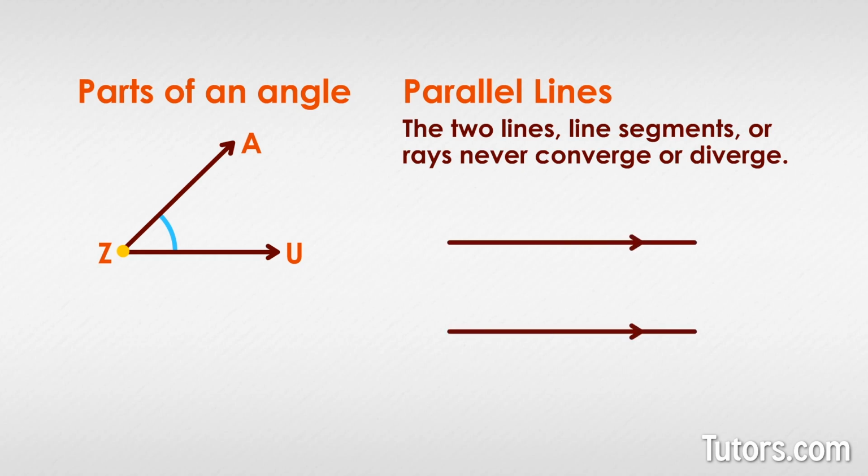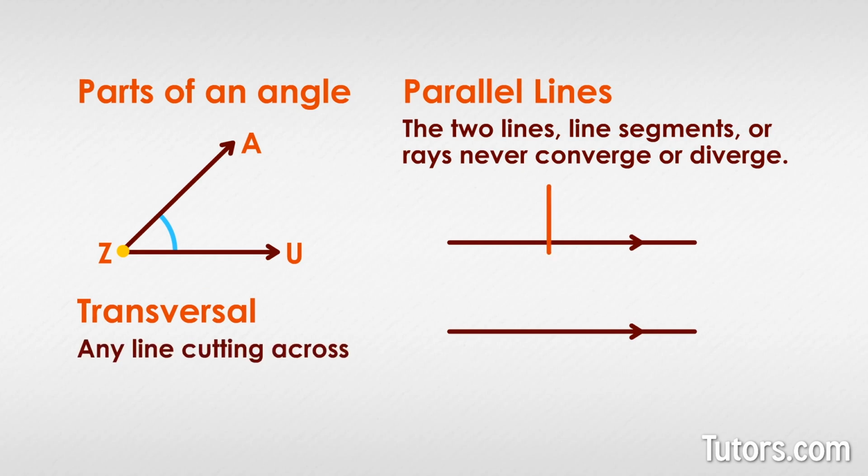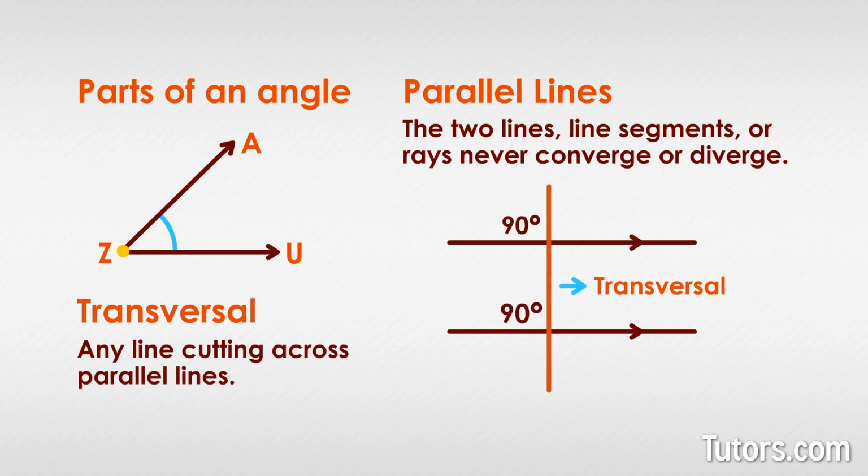Parallel lines can be intersected by transversals. Any line cutting across parallel lines is a transversal. It can cross at any angle. A transversal intersecting parallel lines at 90 degrees is perpendicular.